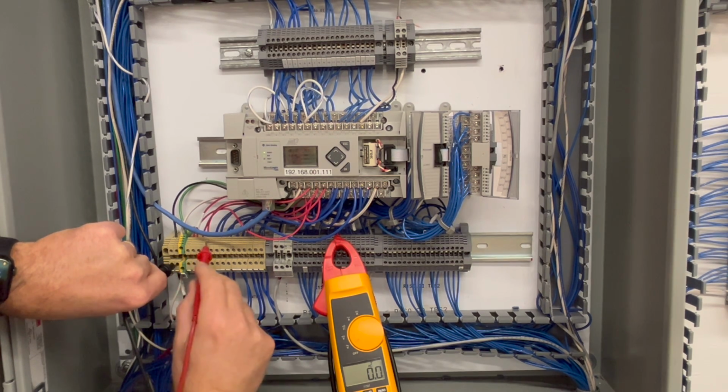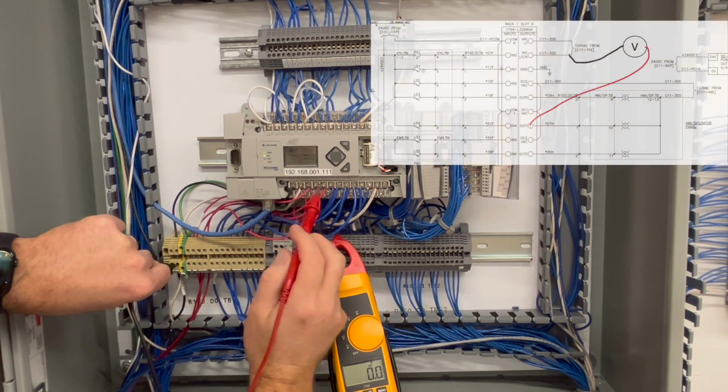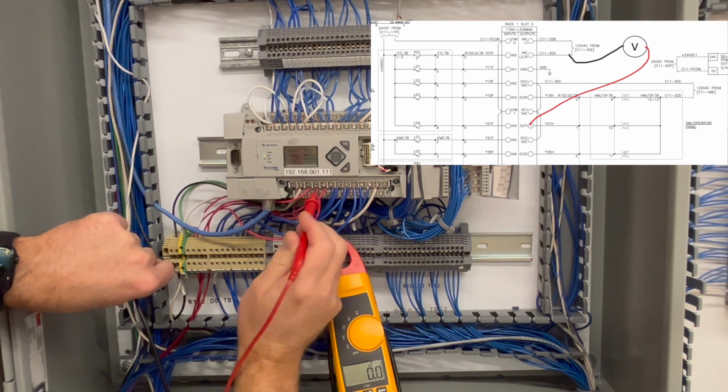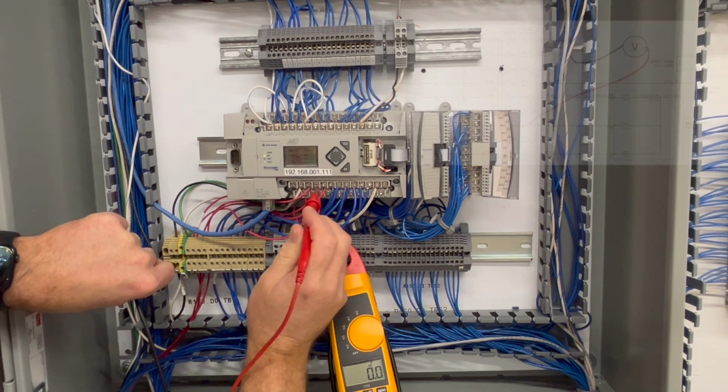All right, so let's trace this up now, and we'll go to output 1, all right? And output 1 is on the top layer here. And again, I know that it is forced on and I'm not getting anything here. All right, so what that means is the output isn't closing. This is a relay type PLC.